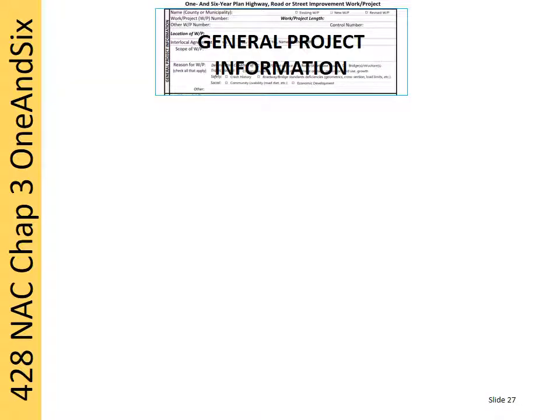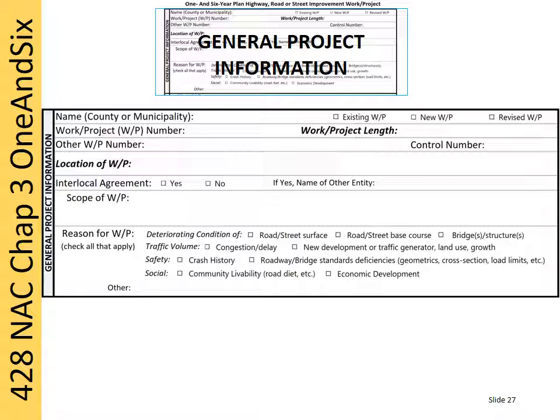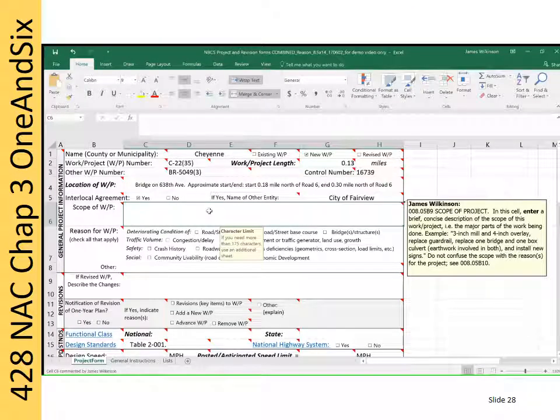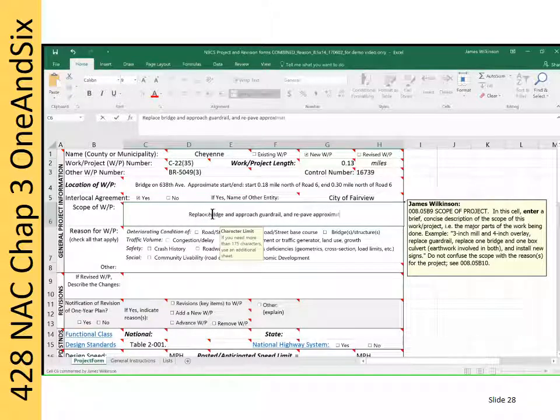Row 6 of the spreadsheet. The purpose of this row is to allow space for a brief description of the scope of work. Usually this will be only the major parts of the scope of work. The example project scope of work is replace bridge and approach guardrail and repave approximately 300 feet of roadway adjacent to each end of the bridge. As is the case with the location description space above, there is a limit to the number of characters for this space in the spreadsheet, so keep the description brief. If you need more space, use a separate sheet per instruction 8.1d.